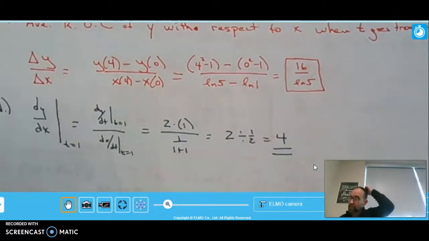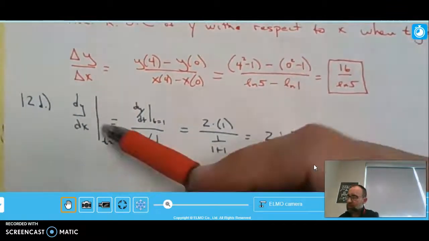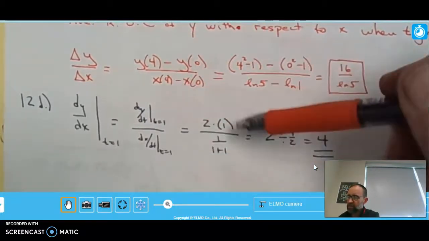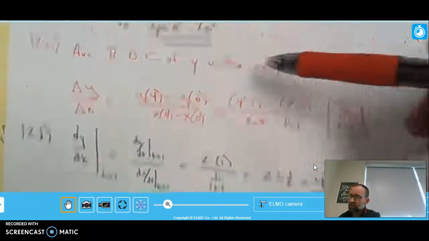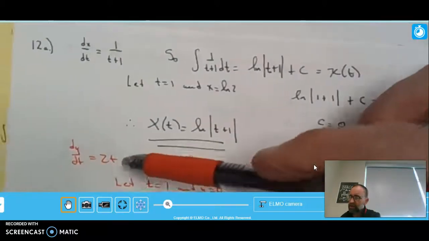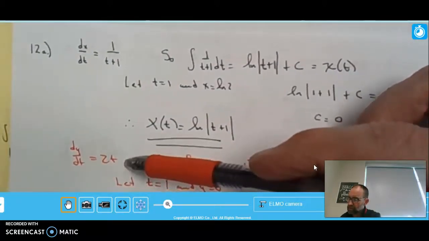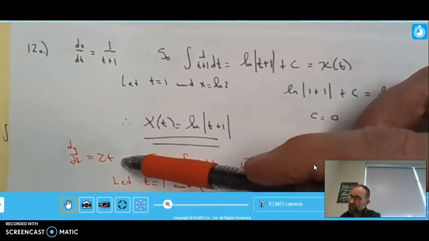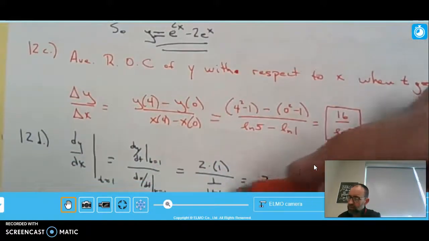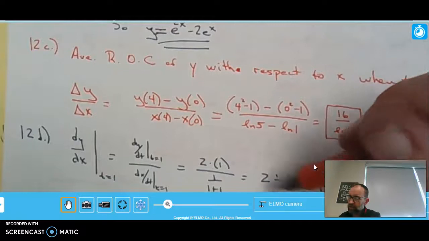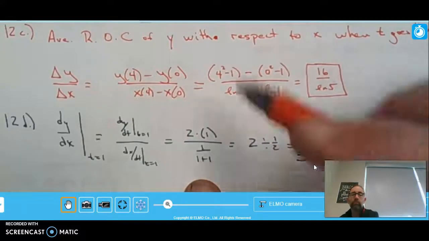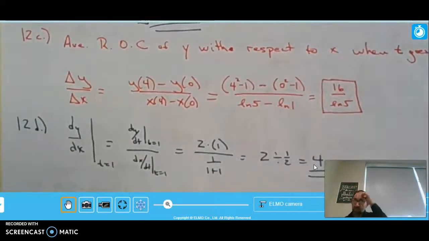And finally, they said find the instantaneous rate of change of y with respect to x when t is 1. So dy/dt divided by dx/dt. We knew what dy/dt was at the beginning of this problem: dy/dt was 2t. So dy/dt when t equals 1 will just be 2. And we knew that dx/dt was 1 over 1 plus t, so when t is 1, we get 1 over 1 plus 1, or 1/2. So the 2 in the numerator divided by 1/2 is the same as 2 times 2, or 4. So that would be our instantaneous rate of change for 12D.